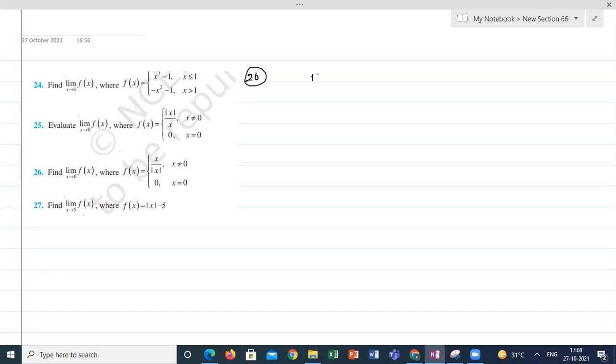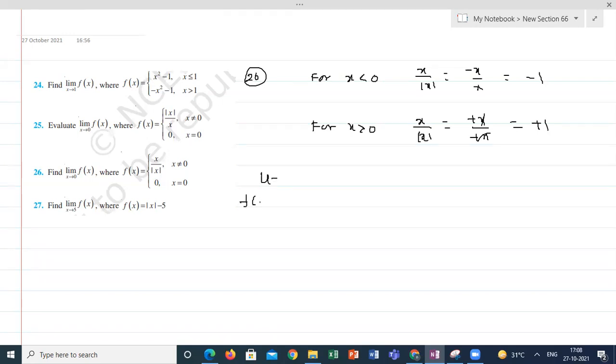26th one. For x less than 0, x by mod x will be equal to x by minus x, because modulus makes anything plus, so minus 1. For x greater than 0, that is x is positive, x by mod x will be equal to plus x by plus x, it will be plus 1. Now if I am taking limit x tends to 0 minus of f of x, 0 minus means less than 0. If it is less than 0, the value is minus 1. So the answer is minus 1.